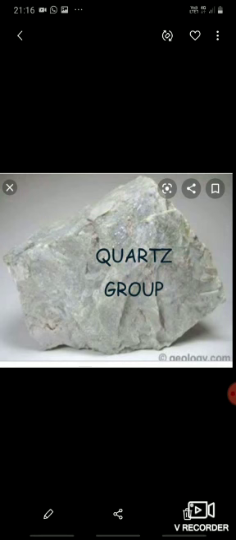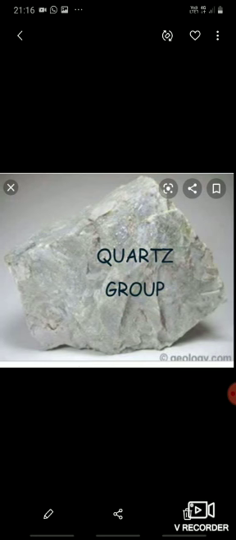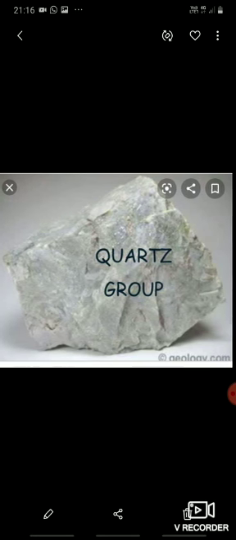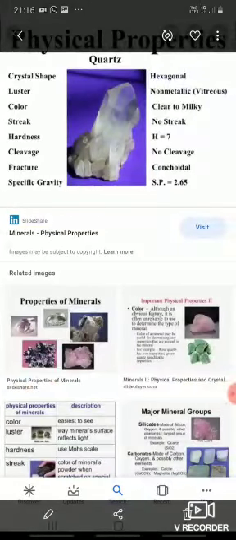Quartz group of minerals are mostly semi-precious and precious minerals. While polishing, we get some precious and semi-precious minerals also. The crystal shape of quartz is hexagonal, luster is vitreous, color is clear to milky, and there is no streak, or it is colorless. Hardness is 7 on the Mohs scale of hardness. There is no cleavage, fracture is conchoidal, and specific gravity is 2.65.